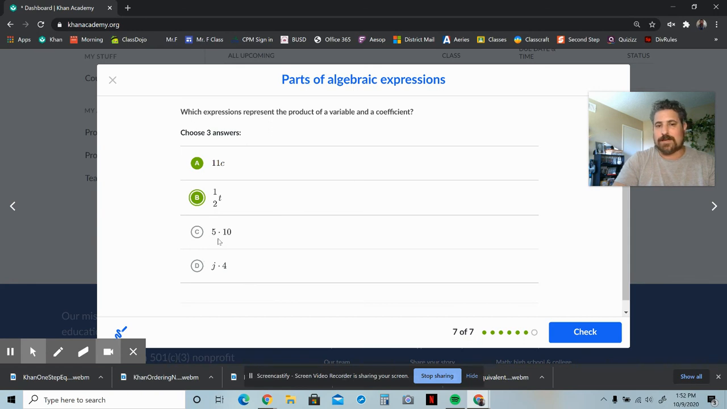5 times 10 is just two factors multiplied together, so it's just a product. But j times 4 would be 4j, and 4j means that the 4 is a coefficient, so that would be fine. So these are all going to work. This one's the one that's not going to work.